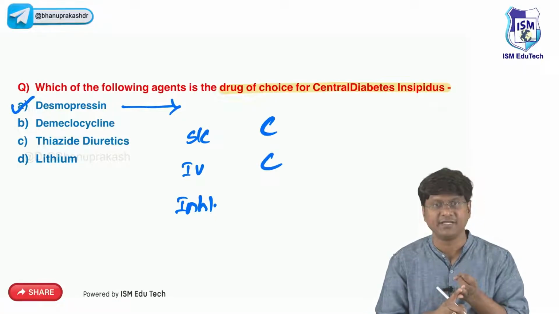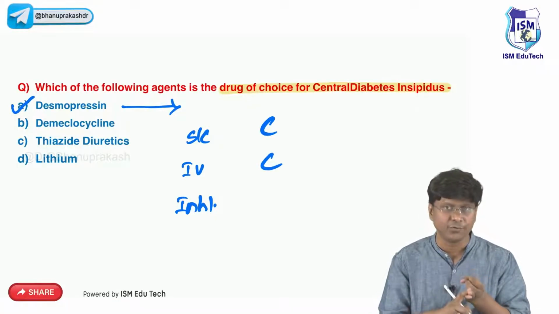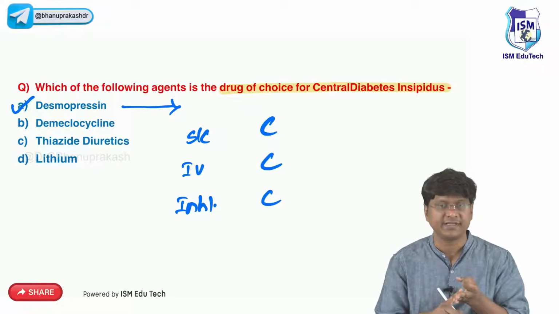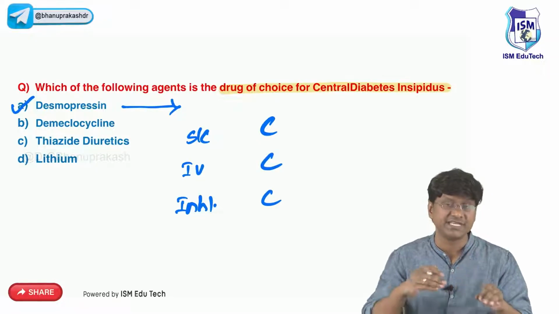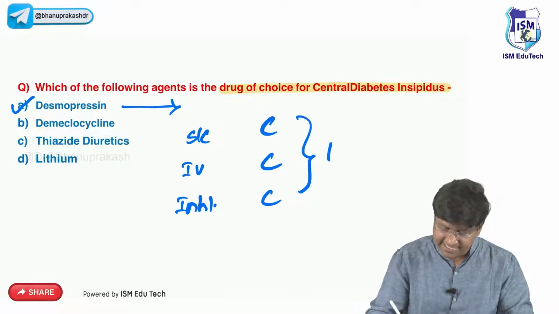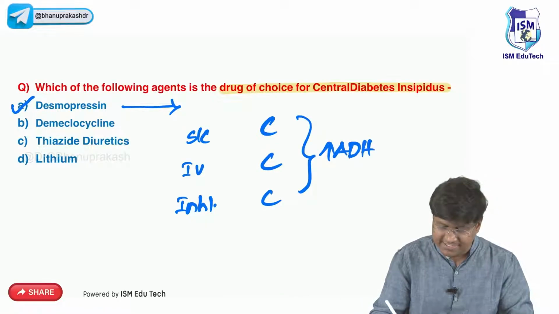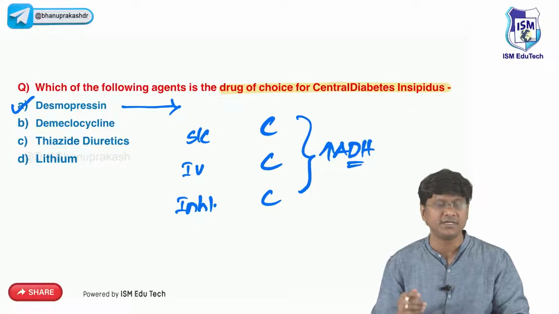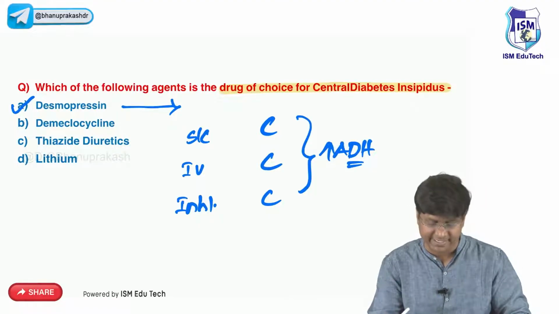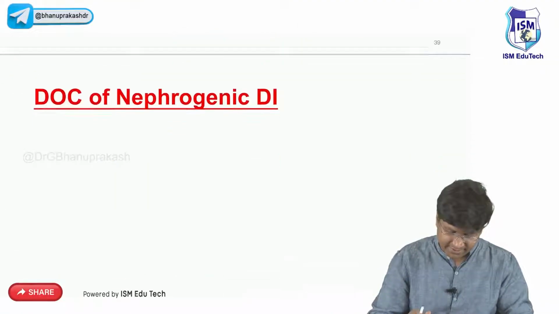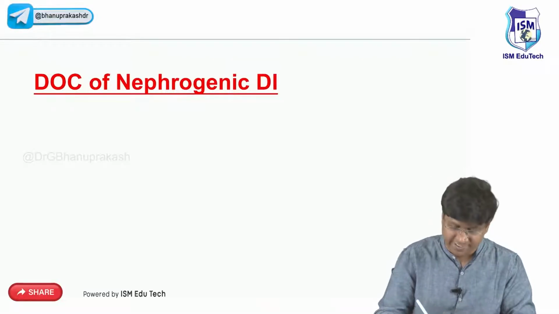Then carbamazepine, that is the drug of choice for focal epilepsy, and clofibrate. These are the three drugs which can enhance the action of the antidiuretic hormone. So along with desmopressin, you can give any of these drugs which can enhance the action of the antidiuretic hormone. Okay, right.